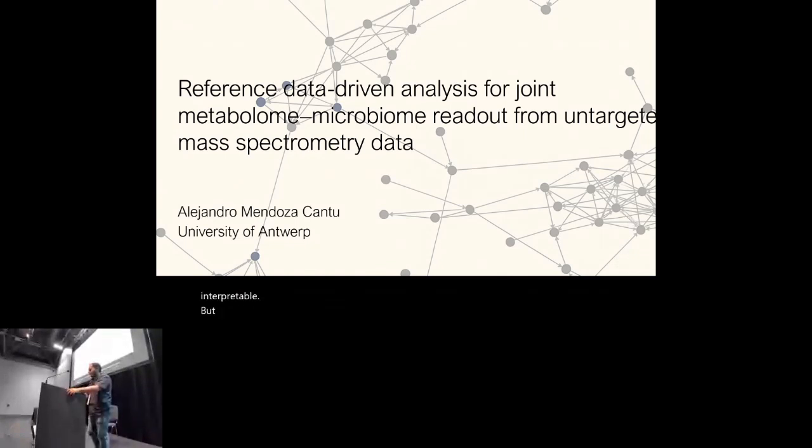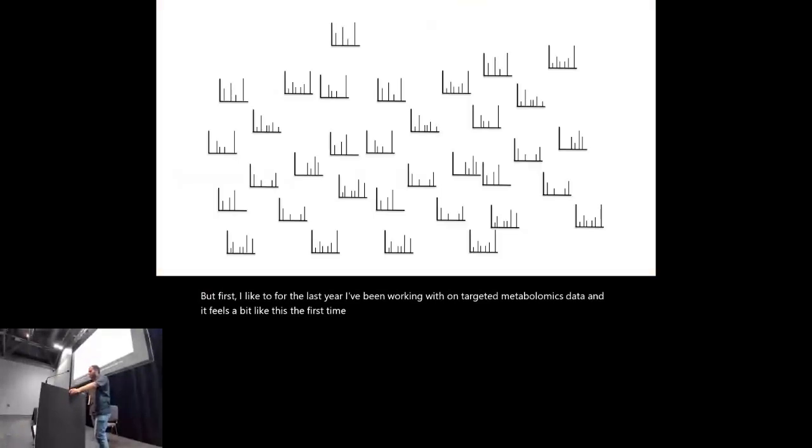For the last year, I've been working with untargeted metabolomics data, and it feels a bit like this. The first time I started to work with this data, it is just a sea of molecules that probably have some very rich information encoded into them. And in a way, it also feels like looking at a fragmented image. So I believe that this method that I'm going to present today, reference data-driven metabolomics, will help us make pictures of untargeted metabolomics data clearer.